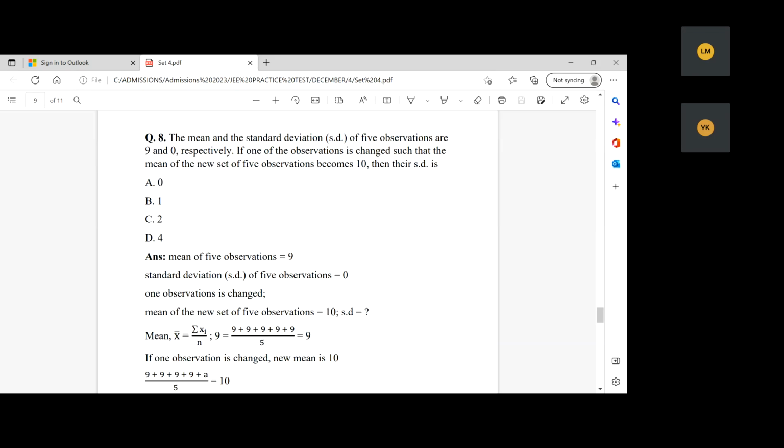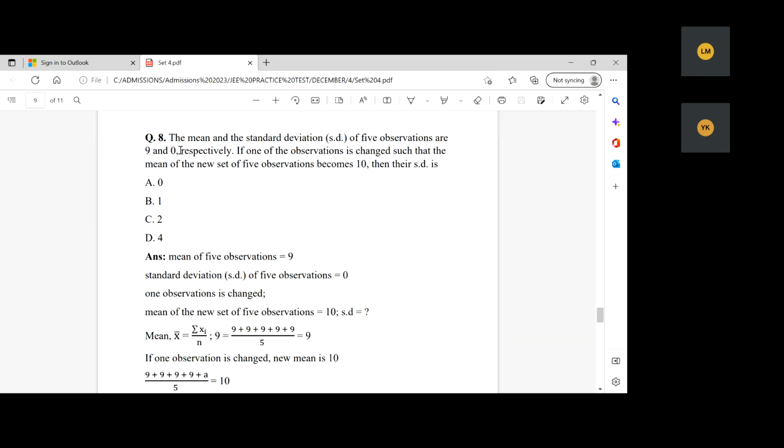The numbers will be the same. So this is something which everybody knows. So we have the basic idea. So we found the mean. It's x bar is equal to sigma xi by n. So that is 40 by 5, which is equal to 9.